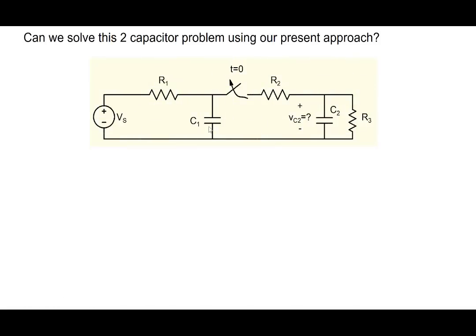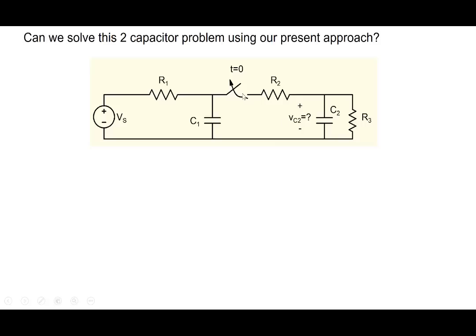All right, can we solve a two capacitor problem using our present approach? I've said that in general, no. But let's say you're given a circuit like this with C1 and C2, two capacitors here. Even though it has two capacitors, note that we are talking about the circuit before, let's say, opening the switch, and the circuit after closing the switch. And if in each case you end up with circuits consisting of only one capacitor, then you could do it.